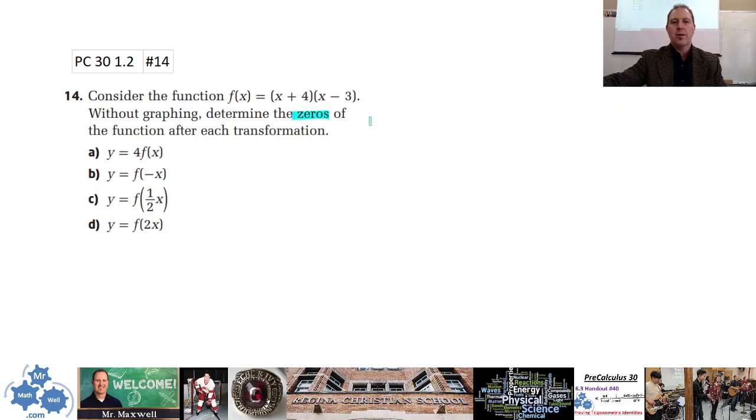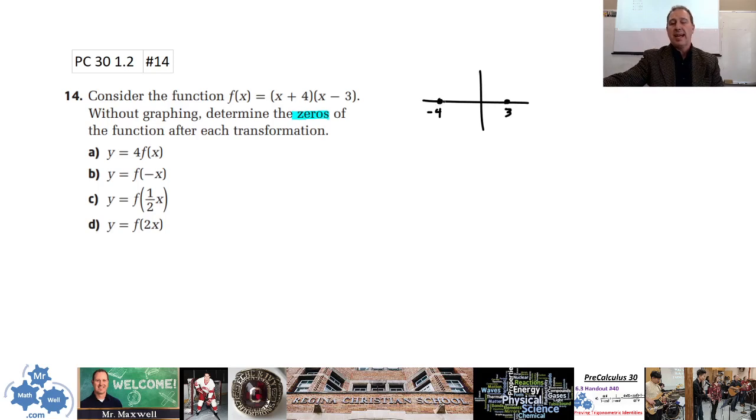So the zeros, remember, are the intercepts. Now I'm not going to graph the function, but just so we have a bit of a visual, the intercepts here, given this, remember these are factors here, and the intercepts, or the zeros, come wherever these individual factors are equal to 0. So we have x equals negative 4 and x equals positive 3. Okay, so those are intercepts. Now that's all I'm going to graph. It says don't graph, but just a visual.